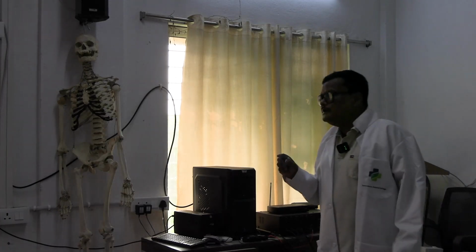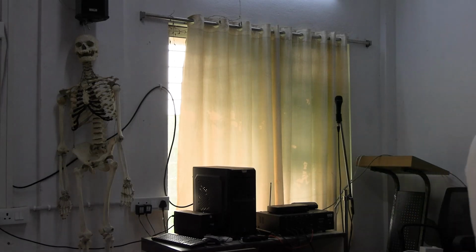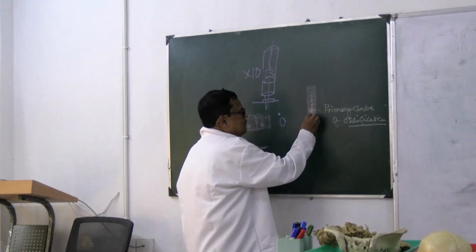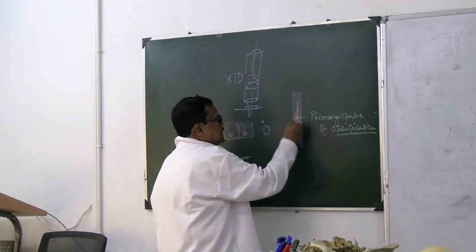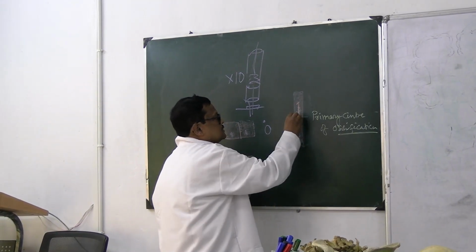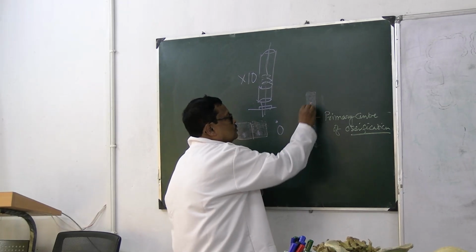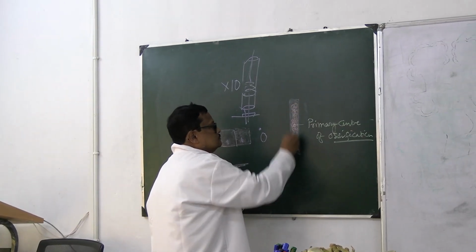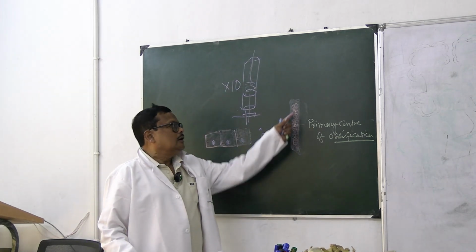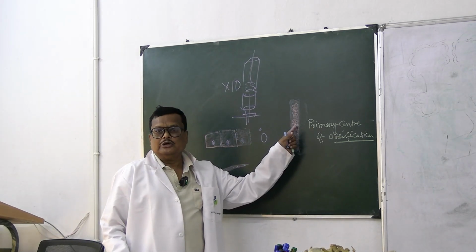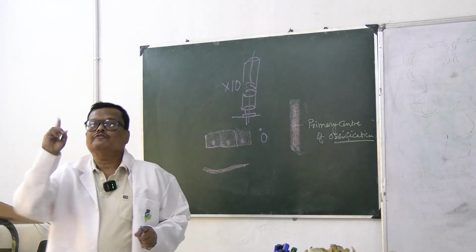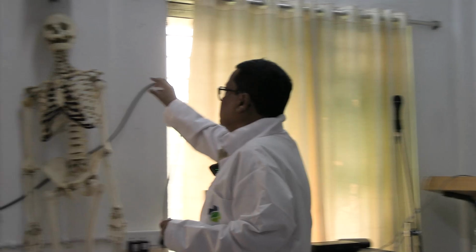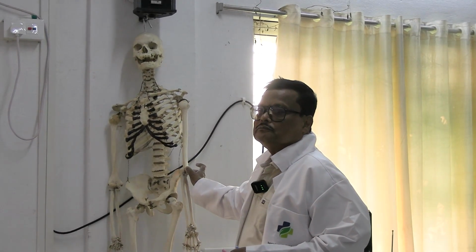After this, bone formation goes on like this, growing like this, growing this way and that way, and bone is formed. Ultimately, from the primary center of ossification, only the shaft part is formed. Only the shaft part is formed, not this one, not this one.